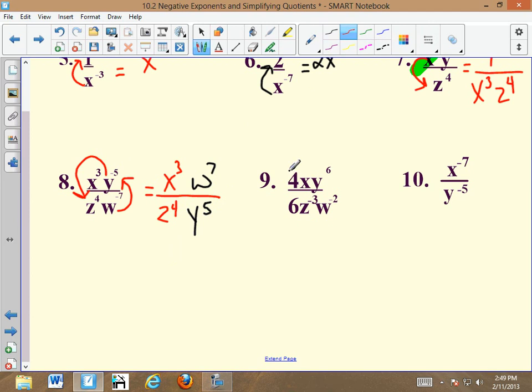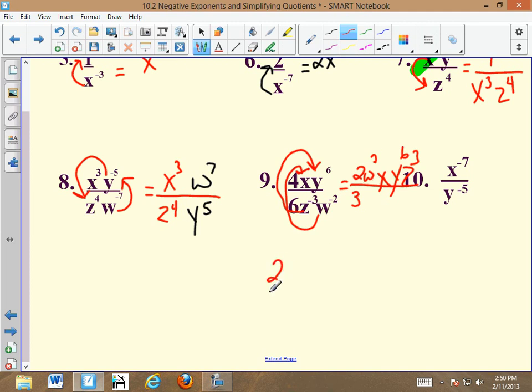When you did 9, I hope you simplified the fraction. 4 divided by 6 equals 2 over 3. The x and the y are going to stay up. However, the w is also going to move up. And the z is also going to move up. So now I'm going to get w squared x, y to the 6th, z cubed.